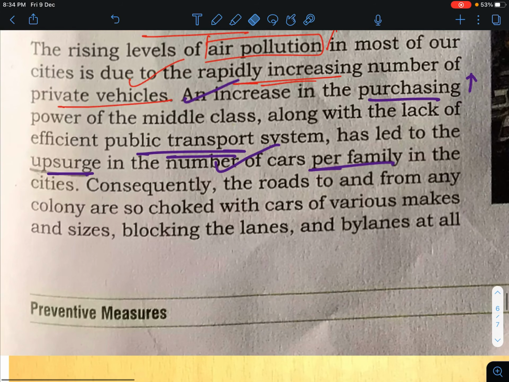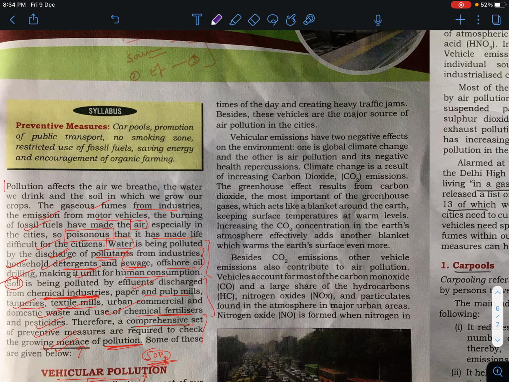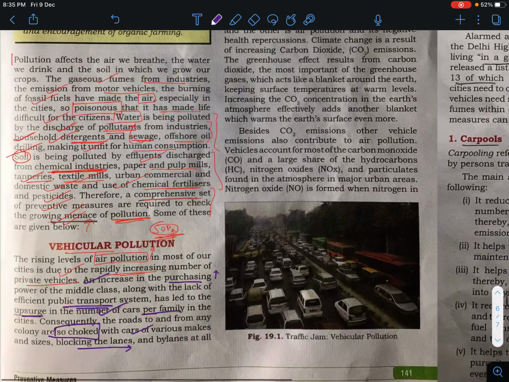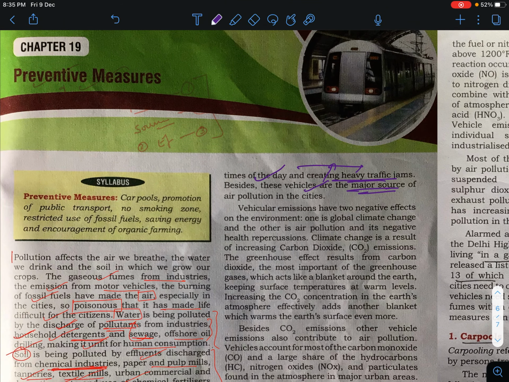If the road is choked, what is going to happen? The cars that come are going to increase the heavy traffic. So these vehicles are the major source of air pollution. This line is saying that if the road is blocked, it causes heavy traffic jams, and if the traffic jams increase, then the air pollution is also going to increase.